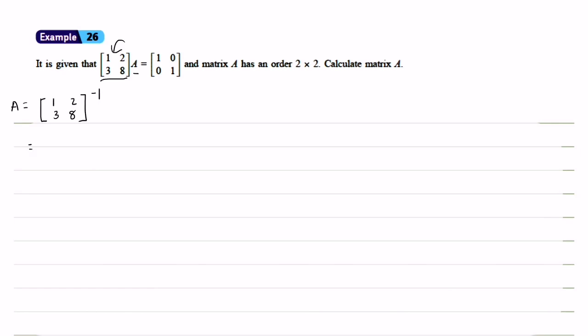First, you draw an arrow and use the formula 1 over AD minus BC. So, still remember where is A? Here is A, D, here is B, here is C, right? So, basically it is cross multiplication and the middle is minus. So, 1 times 8 minus 2 times 3.